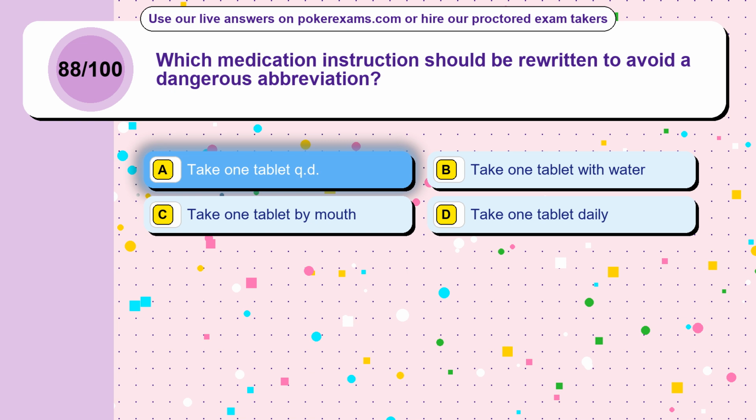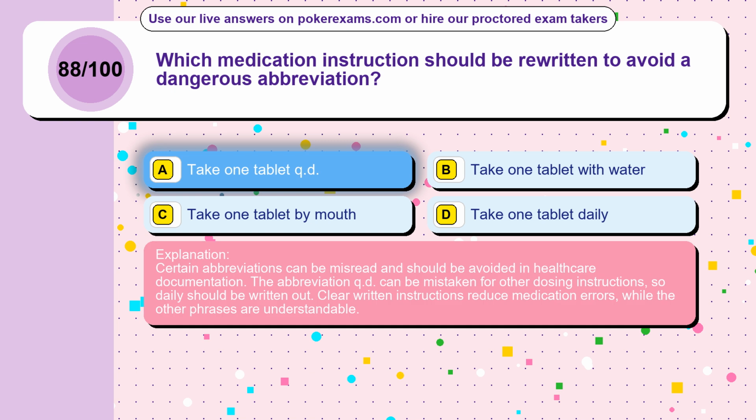Take 1 tablet QD. Certain abbreviations can be misread and should be avoided in healthcare documentation. The abbreviation QD can be mistaken for other dosing instructions, so daily should be written out. Clear written instructions reduce medication errors, while the other phrases are understandable.